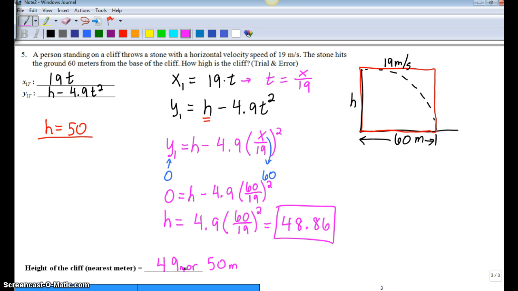So that's how you do the algebraic method. If you need the trial and error method, again, that was the separate video that we did using the graphing calculator, but this is just how you do it with numbers, no graphing calculator needed.